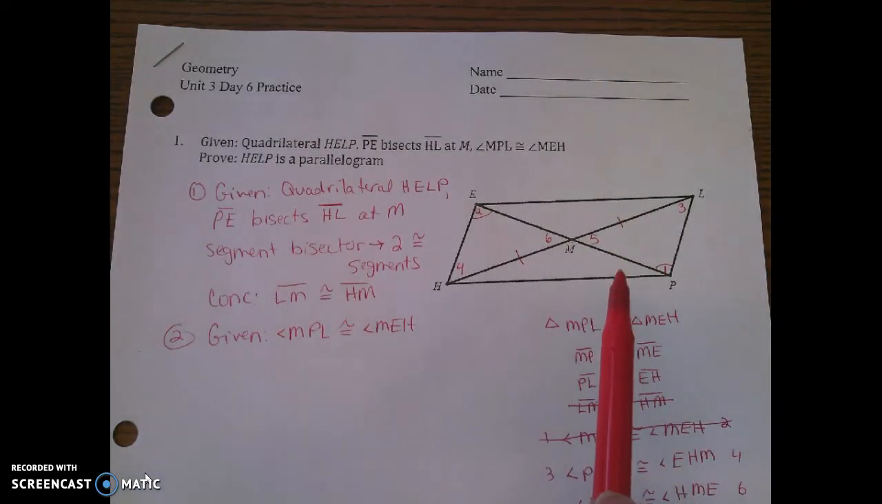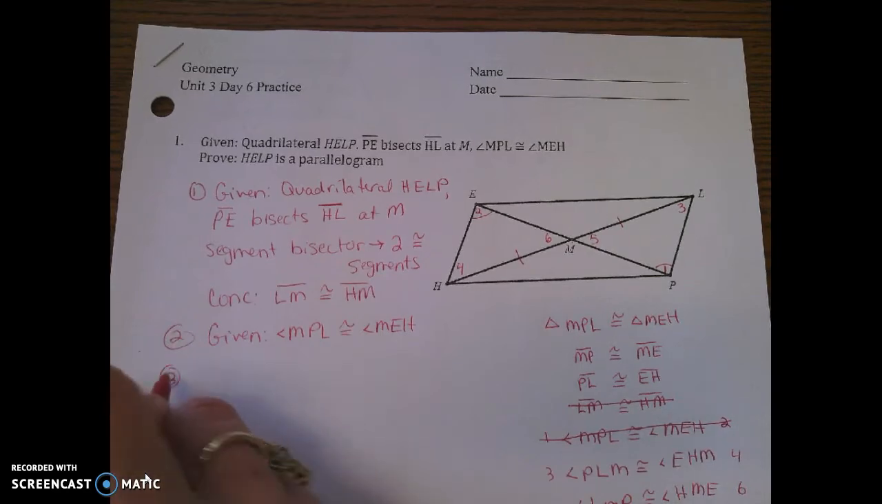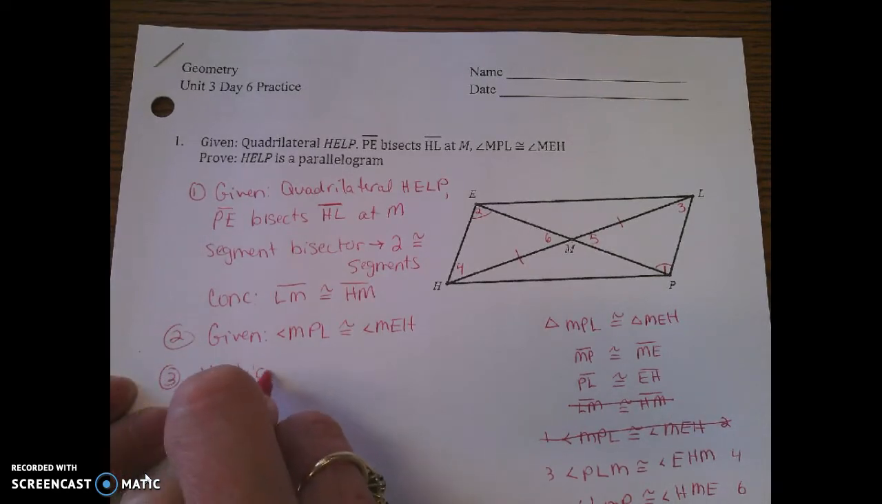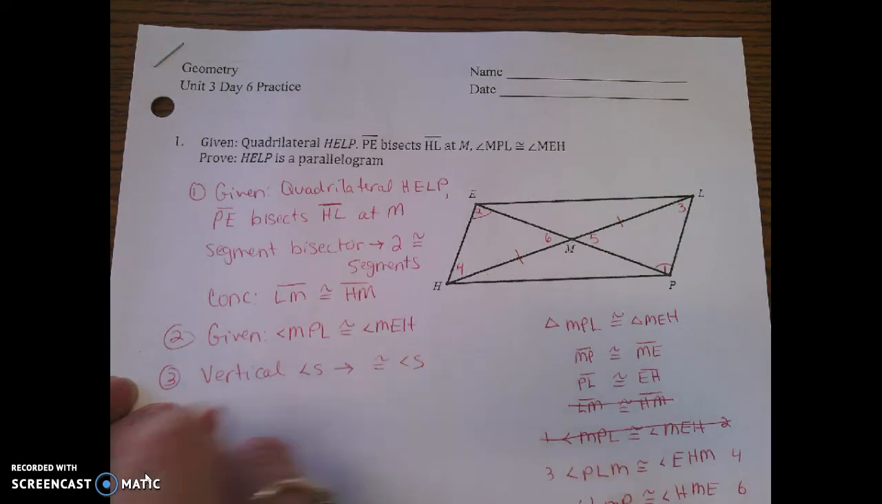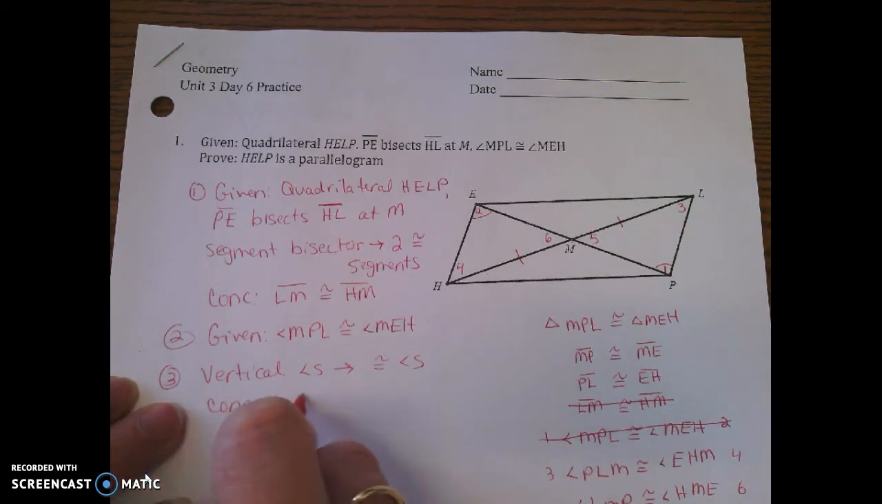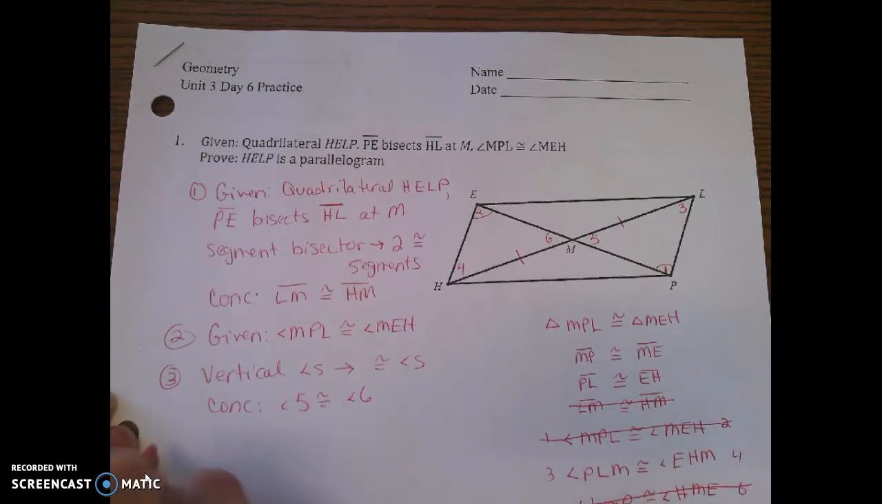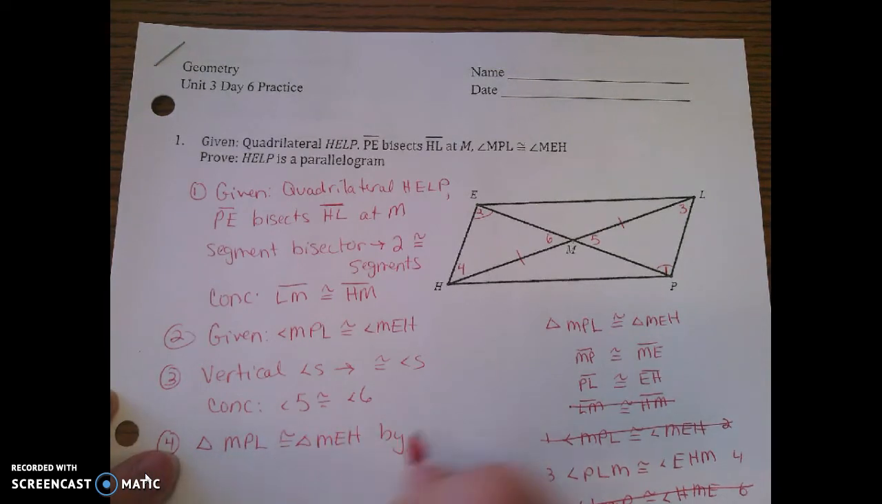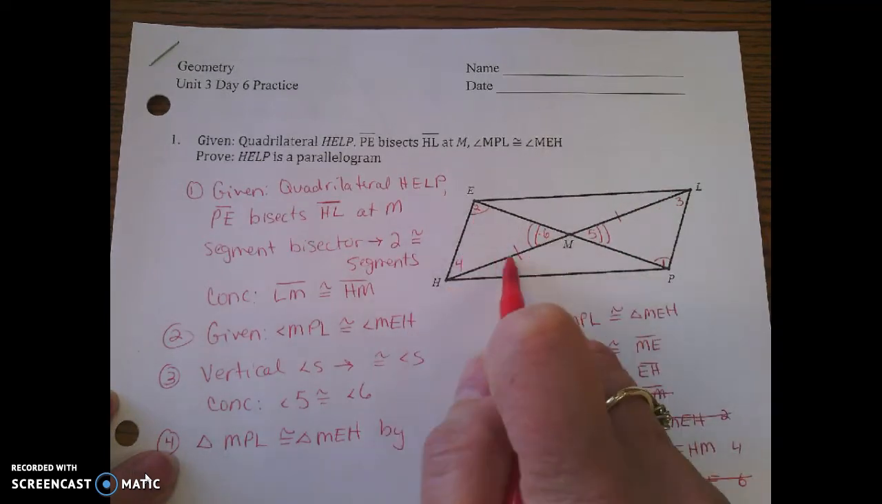I'm looking for a shared side. There's none in there. Then I gotta look for vertical angles. There are vertical angles in this picture. So I can use the theorem, if vertical angles, then congruent angles. And I can now conclude angle 5 is congruent to angle 6. All right, 3 things. Next, I can prove my 2 triangles are congruent by, let me put my marking in for vertical angles, angle, angle, side.